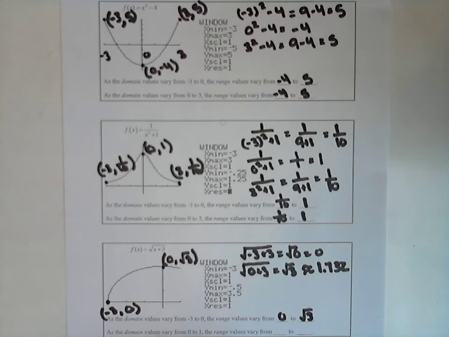Now this one's a little bit different. Usually they have us go from 0 to 3, but this time we're just going to go with our domain from 0 to 1 as our x value.